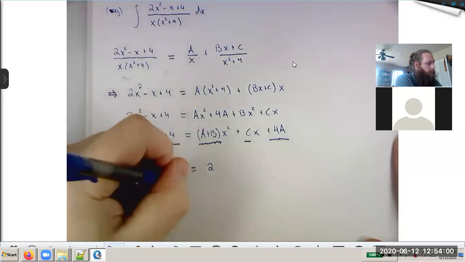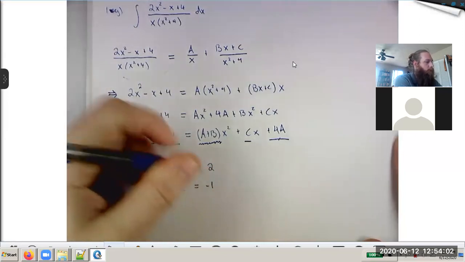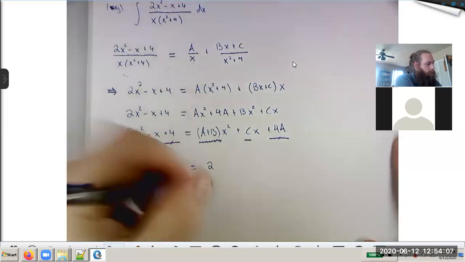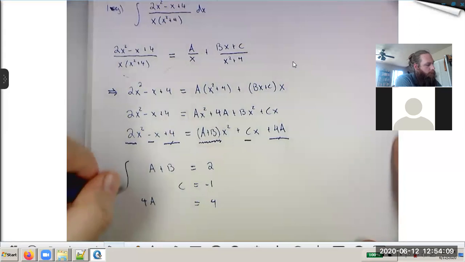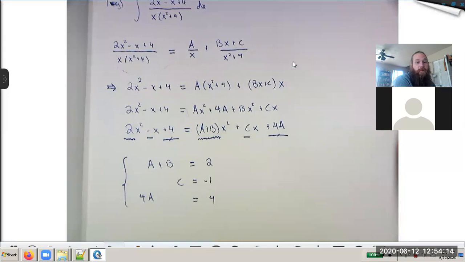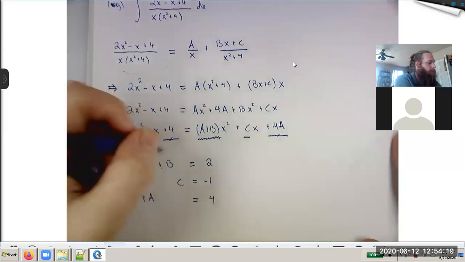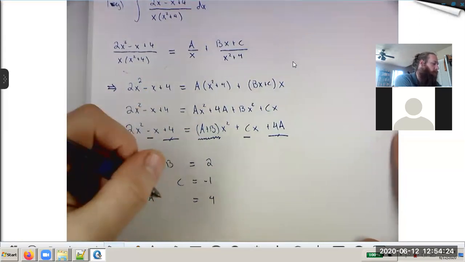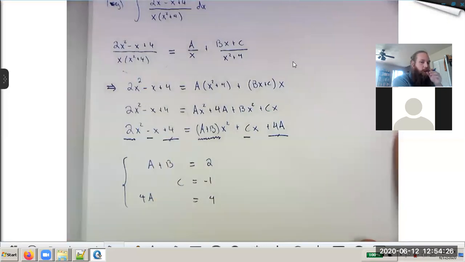C is equal to -1. And 4a is equal to 4. And I'm writing it like this to remind you that this can be done with matrices. Right? a plus b plus 0c, 0a plus 0b plus 1c, 4a plus 0b plus 0c. So you could solve the resulting linear system using what you remember about matrices. However, this linear system is easy to solve.